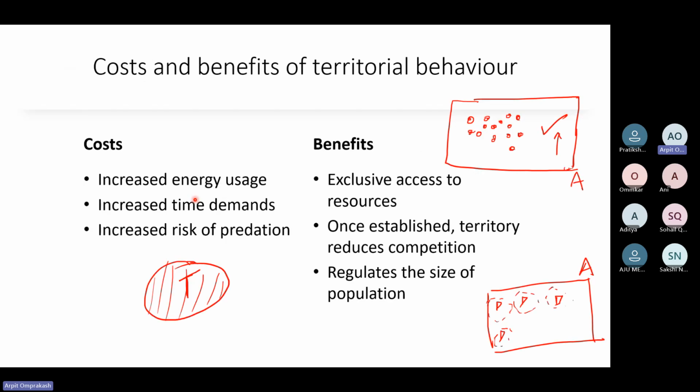Okay. So there are costs to territorial behavior: increased energy usage, increased time demands, and increased risk of predation because you're being more vocal and more aggressive, so predators can spot you easily. But there are also benefits, such as exclusive access to resources. It also reduces competition and regulates the size of the population.